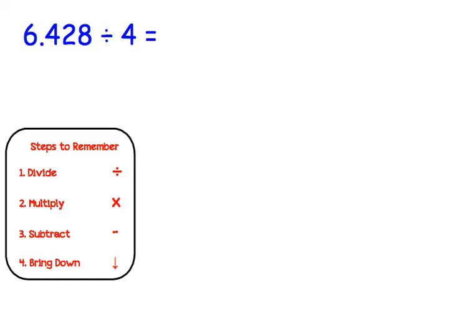Let's try one more problem. In this problem, we're going to do a little larger decimal number here. So we have 6.428 divided by 4. And we're going to do the exact same thing. We're going to follow our steps: divide, multiply, subtract, bring down. So we're going to bring that decimal up right off the bat so that it's where our answer needs to go. And now we'll start with our steps.